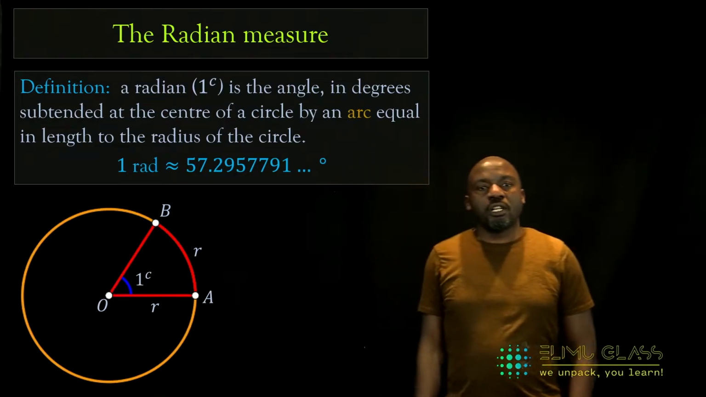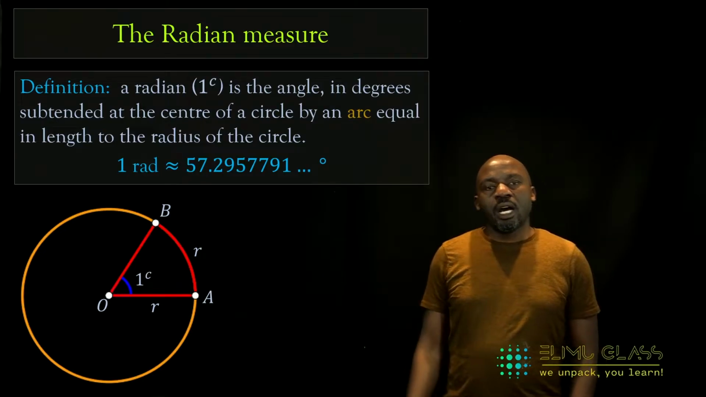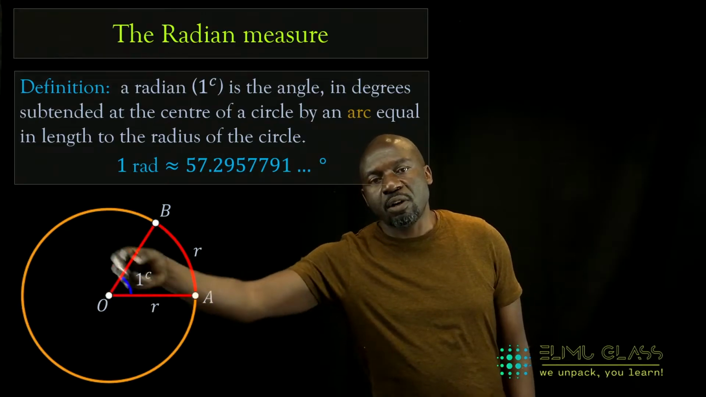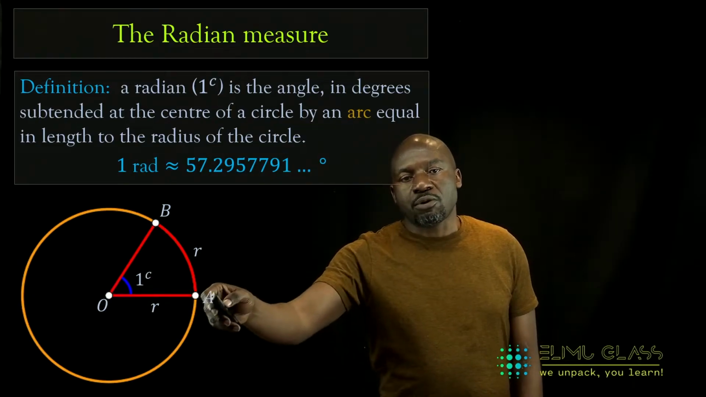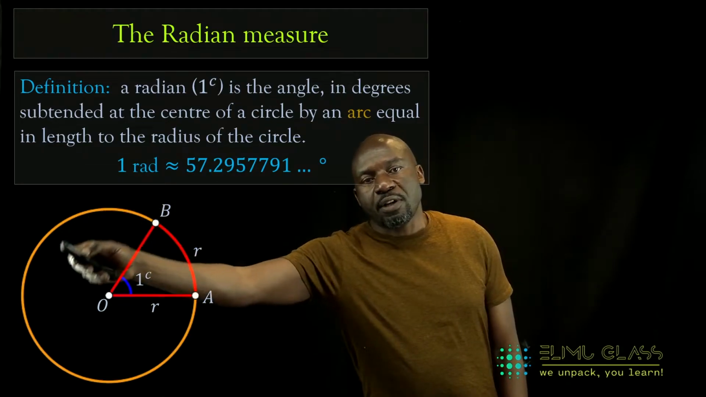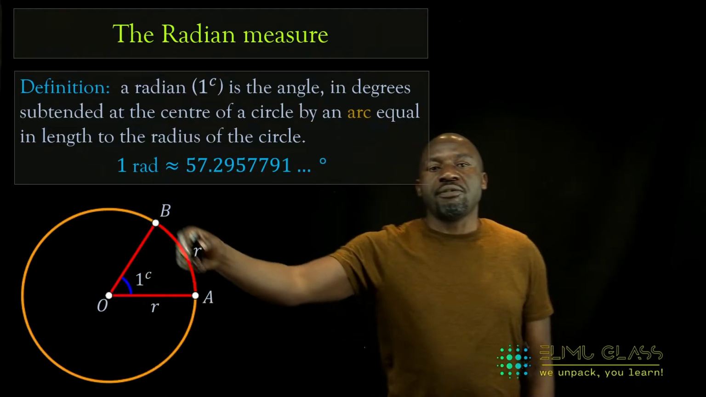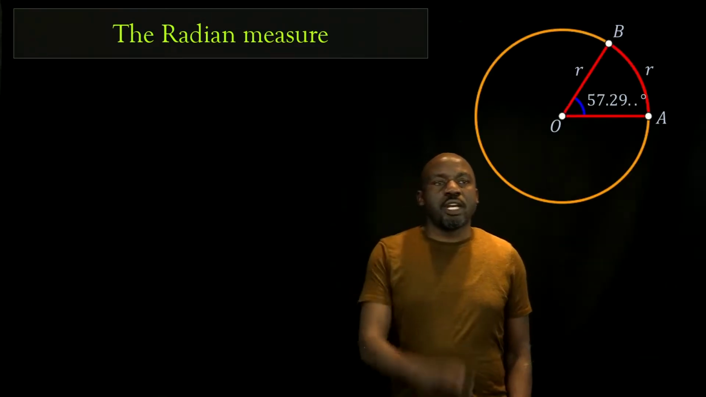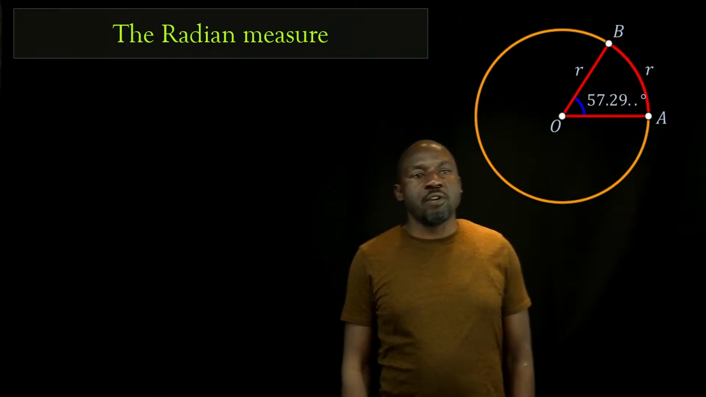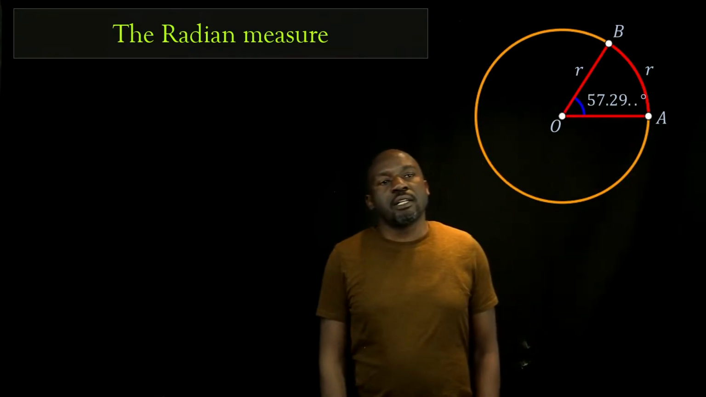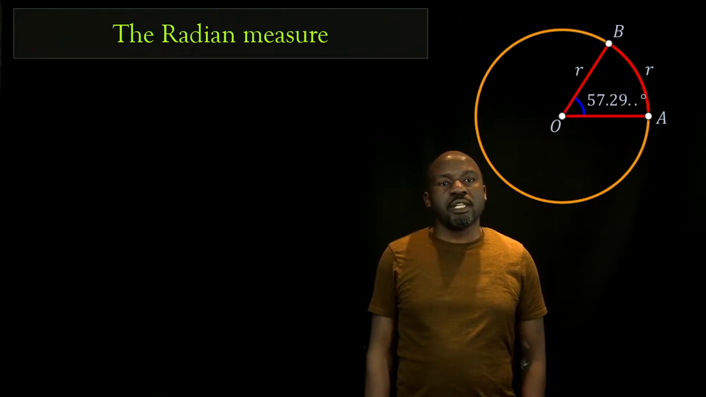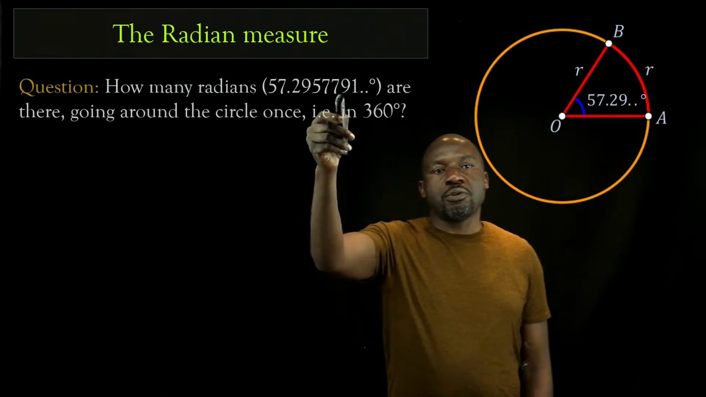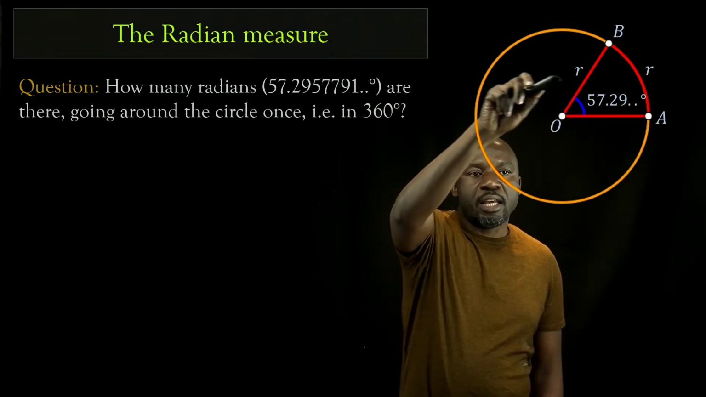So the next question that must occupy our mind is, how many of these radians are there going around the whole circle? In other words, if I was to wrap a radius all around the circumference of the circle, how many of them am I going to get? Should be interesting to find this out. So there is my circle again with radius r, and the angle at the center about 57.3 degrees. How many of these are there around the circle?